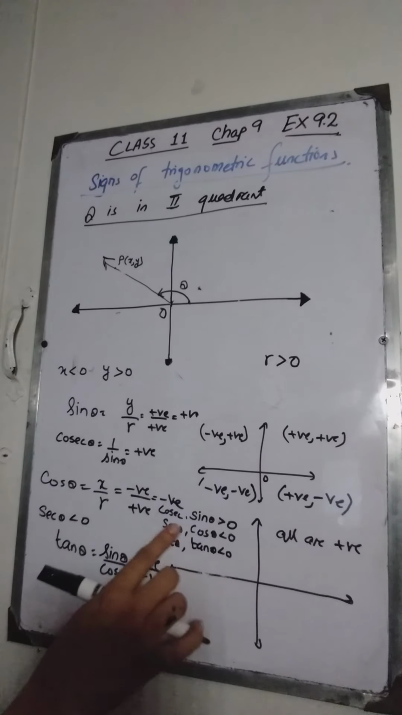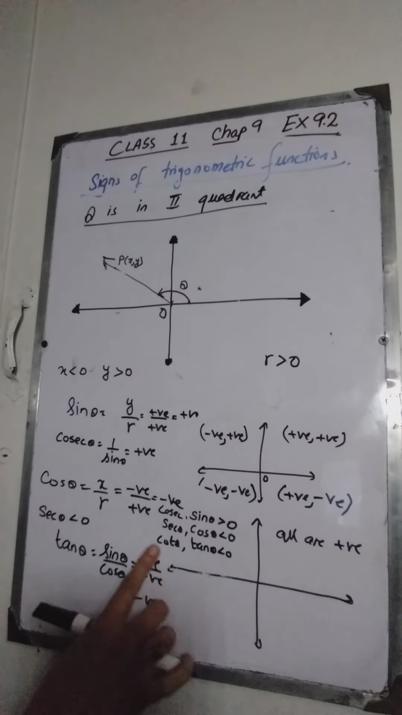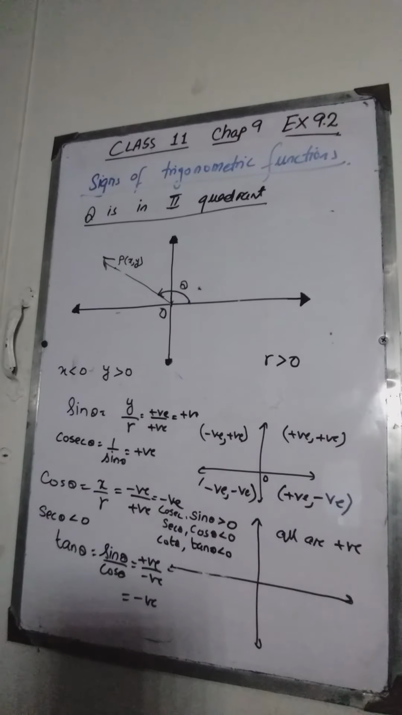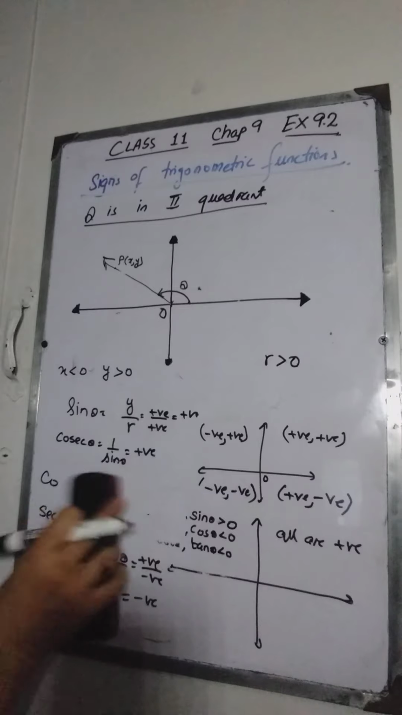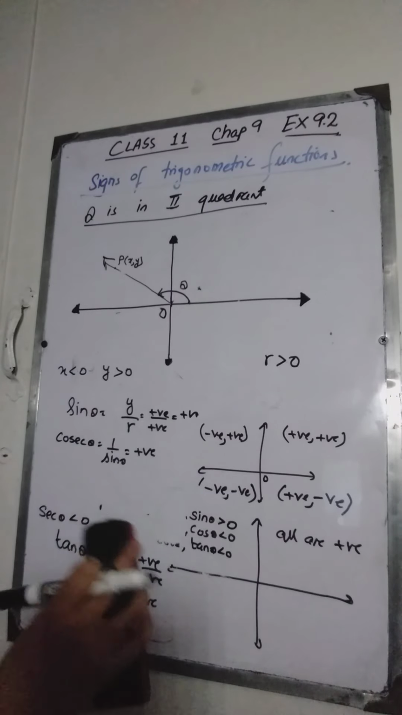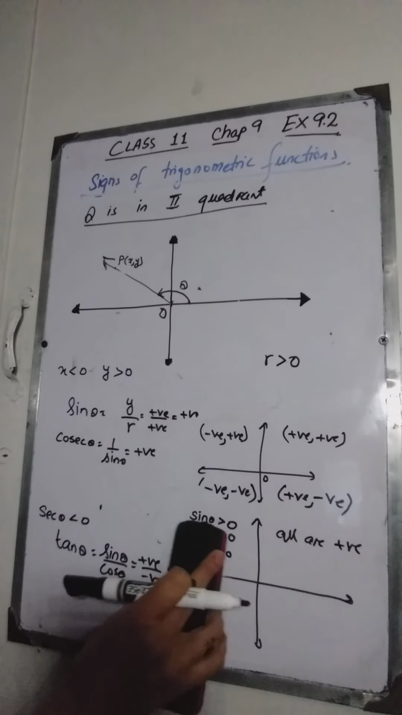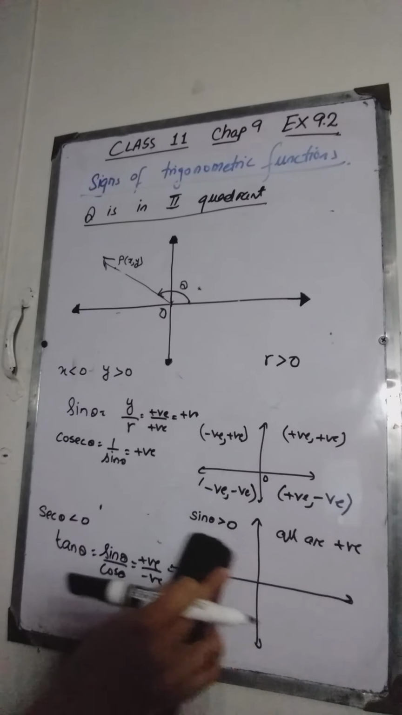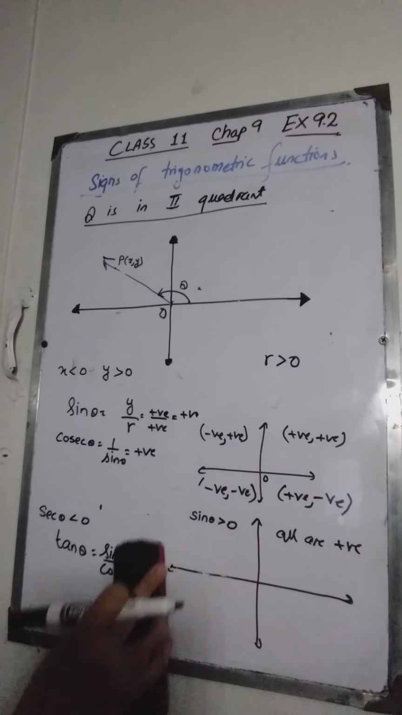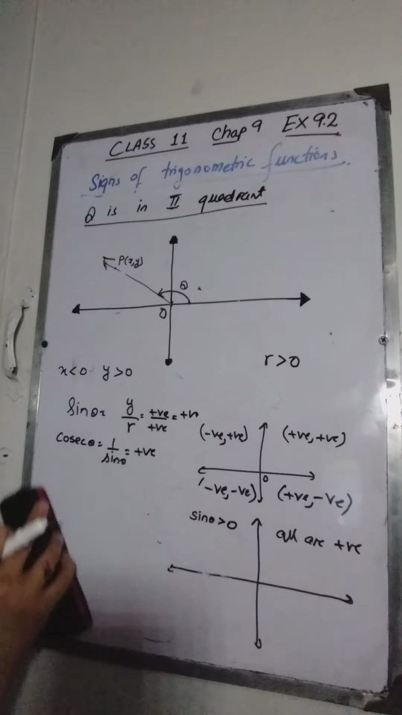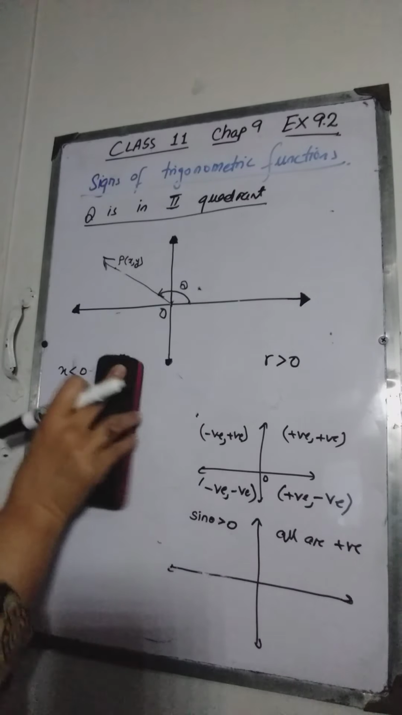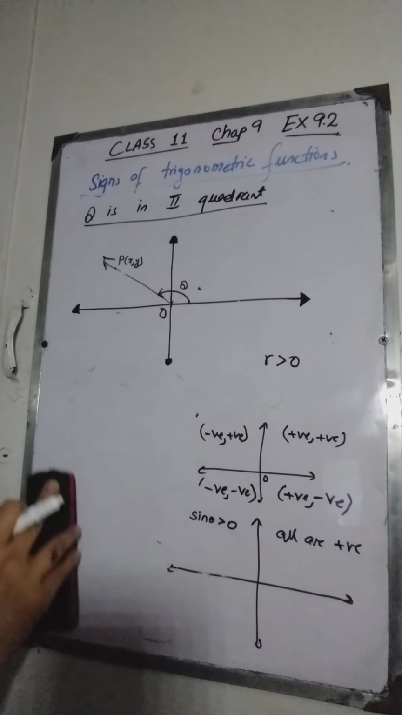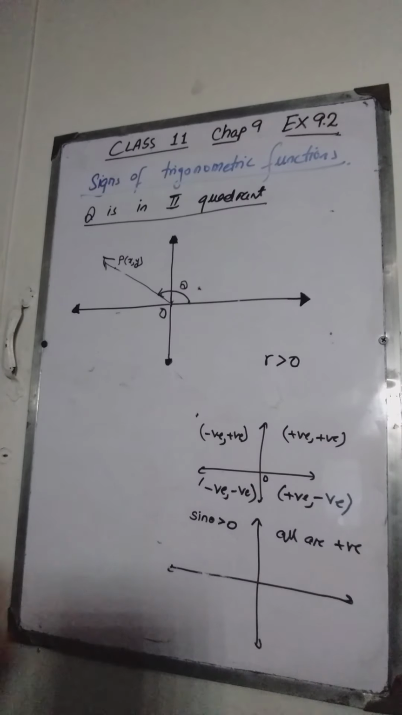It means that except sine theta and cosecant theta, all these are negative. So it will be enough to remember that sine theta is greater than 0 in this quadrant, and as cosecant theta depends upon sine, cosecant will also be greater than 0. You don't have to memorize the signs of cosecant and secant because they are the reciprocals of sine and cosine, and they always carry the same signs as sine theta and cosine theta.